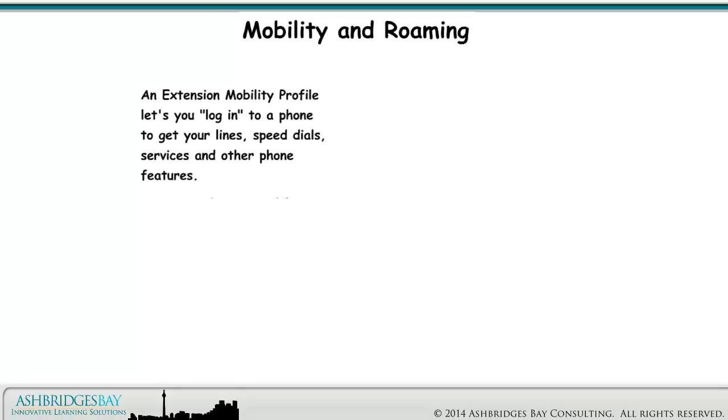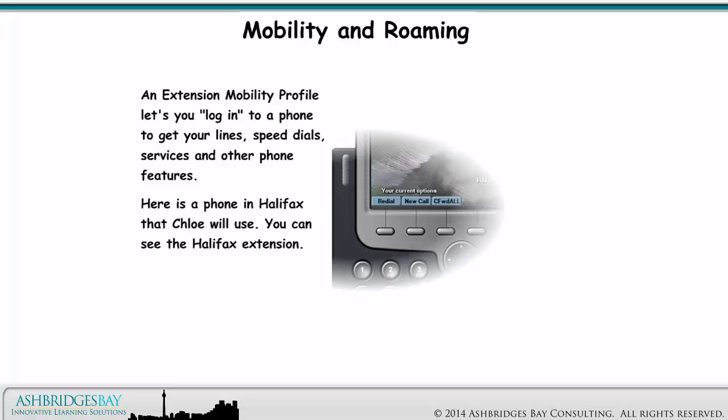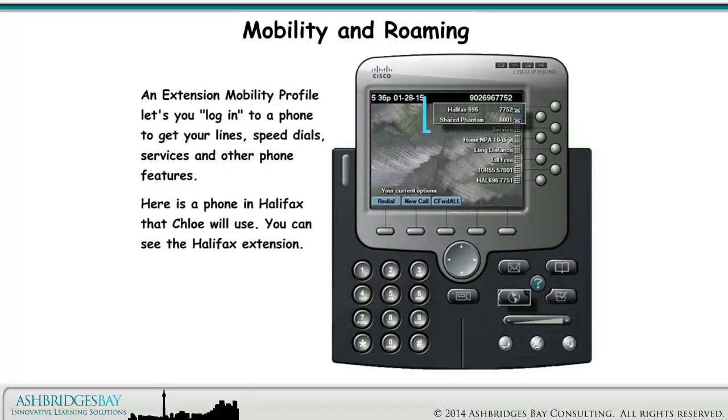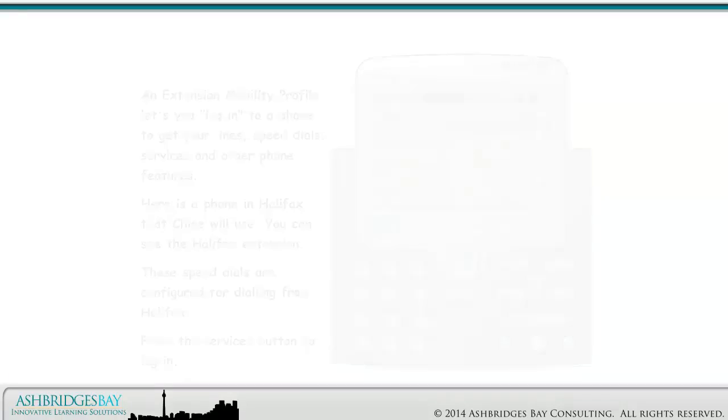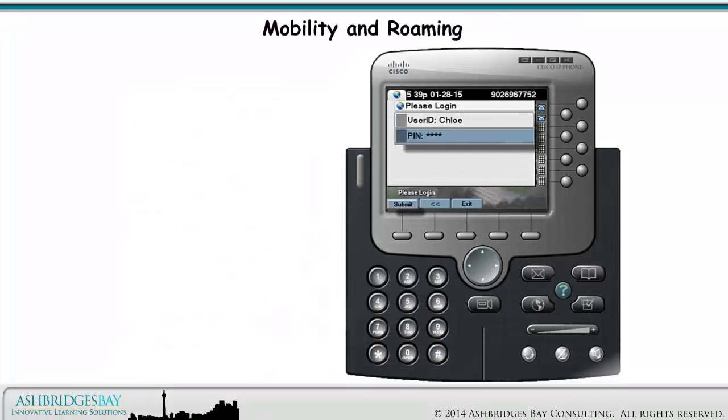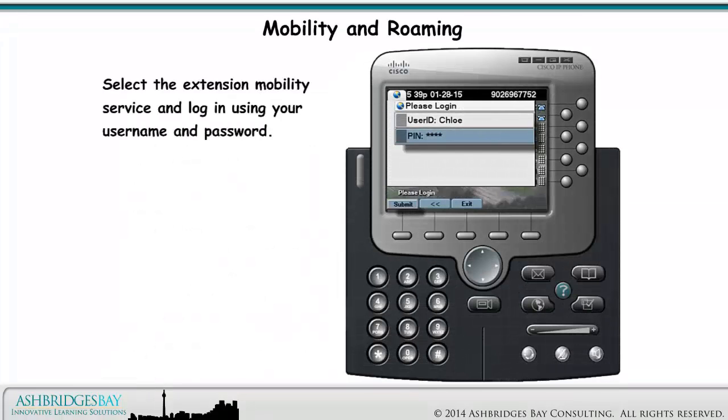An extension mobility profile lets you log in to a phone to get your lines, speed dials, services, and other phone features. Here is a phone in Halifax that Chloe will use. You can see the Halifax extension. These speed dials are configured for dialing from Halifax. Press the Services button to log in. Select the Extension Mobility service and log in using your username and password. Press the Submit soft key.